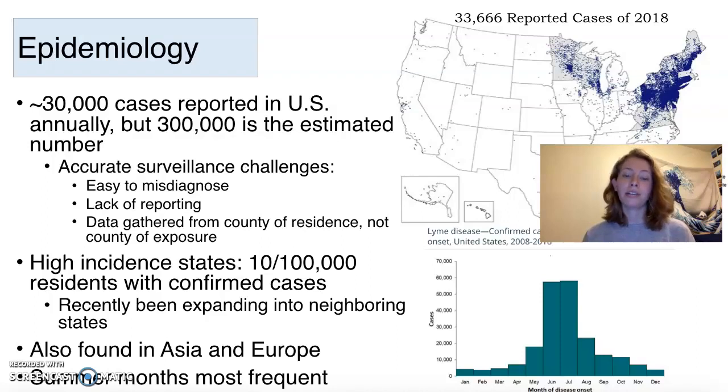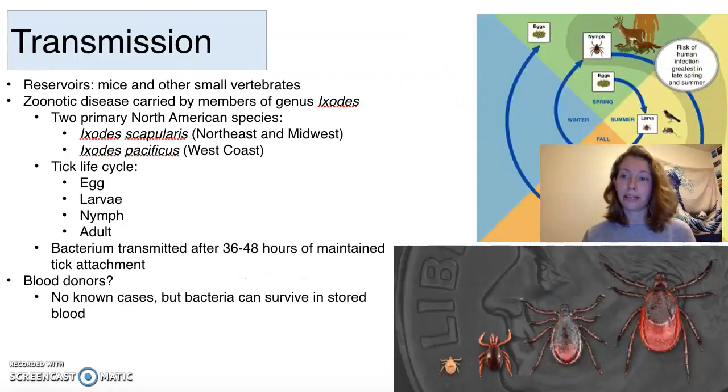Lyme disease is also found in Asia and Europe, just caused by different members of the species complex. In Europe, there are approximately 85,000 cases estimated per year. And in the histogram below, you can see that there is a large influx in Lyme disease during the summer months. And that is largely due to vector activity.